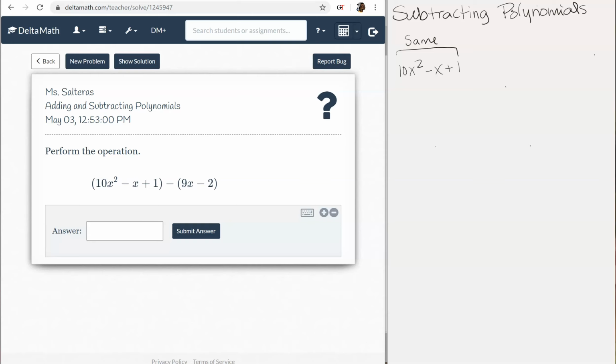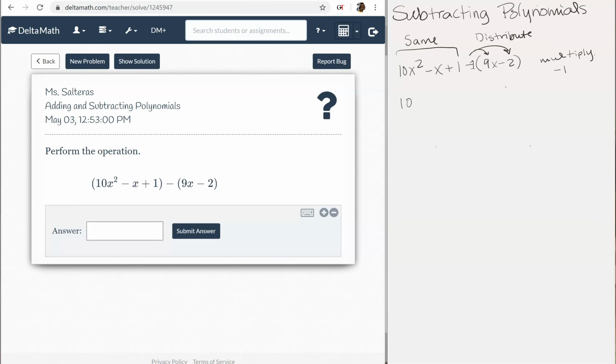When I say distribute, here is our second set, negative 9x minus 2. We have to distribute that negative sign. So really what we're doing is we're multiplying by -1. Remember, since there's no number there, we're assuming that is a 1 that we do not write. So really we're going to multiply -1 to each of these terms, all right?